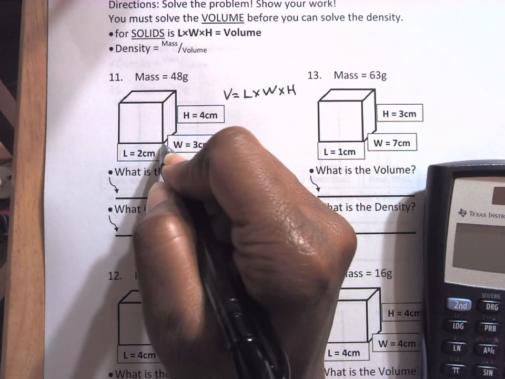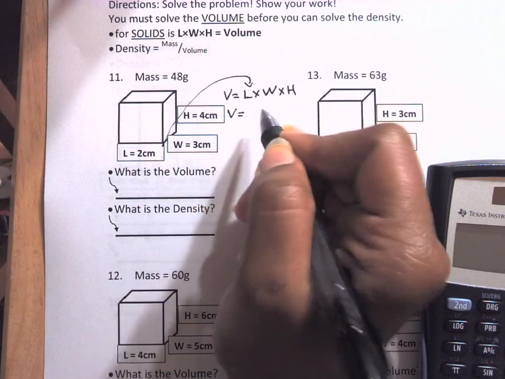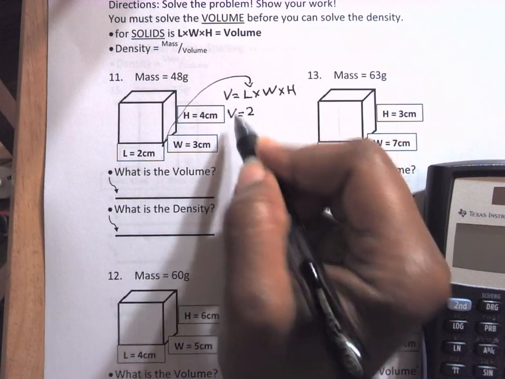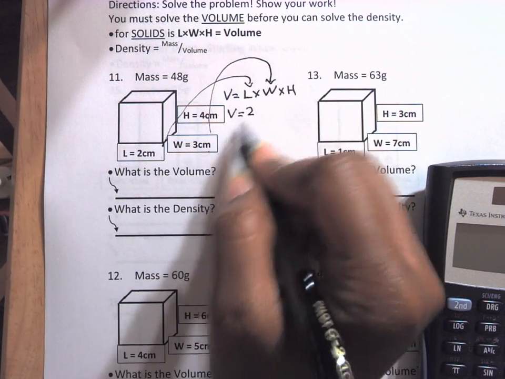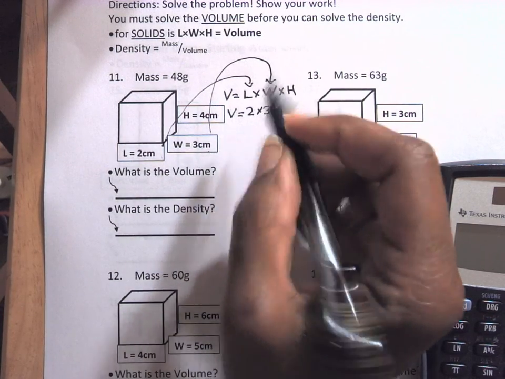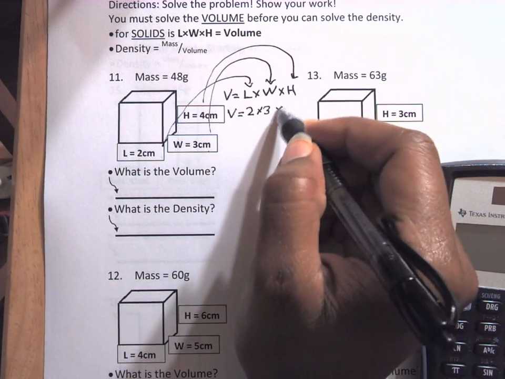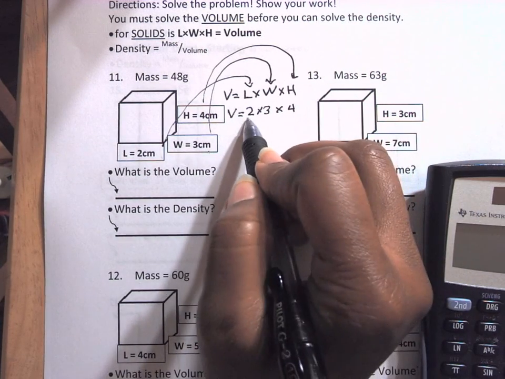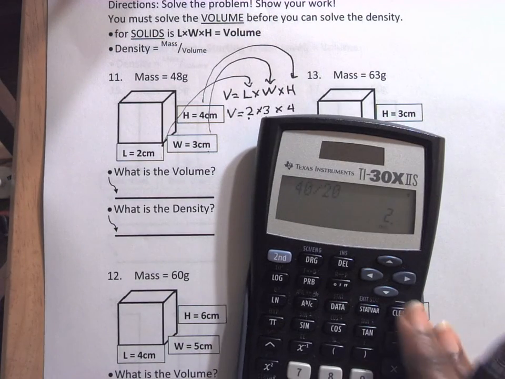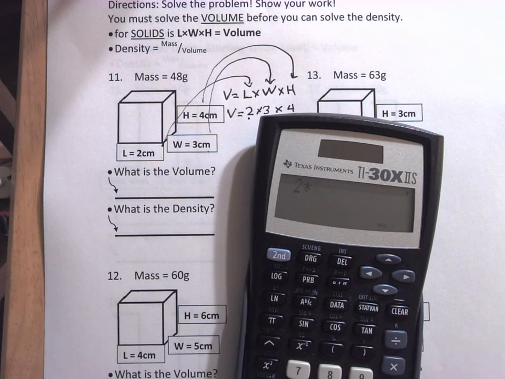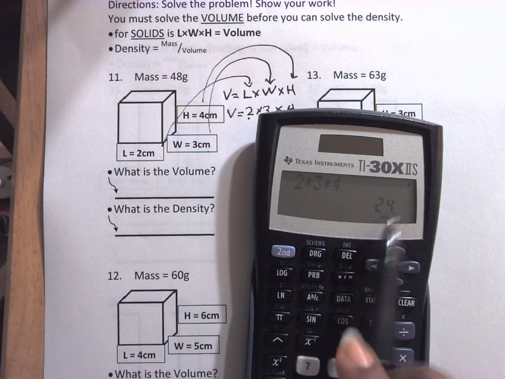So for my length, I'll plug in 2. Volume is equal to 2. For my width, I'm going to plug in my 3, so 2 times 3. And for my height, I'll plug in the 4. So what I have for my volume is 2 times 3 times 4, and that gives me a volume of 24.